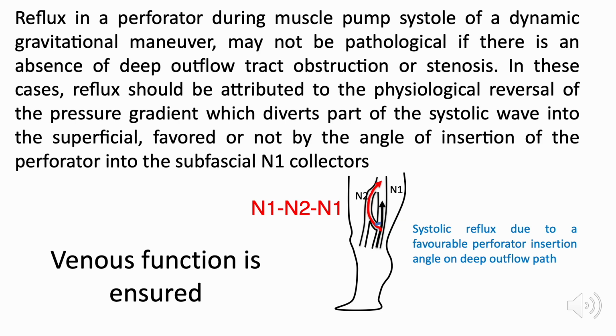A reflux upstream flow in a perforator during muscle pump systole caused by manual compression of the calf or Parana maneuver is always expression of a pathology of the perforator vein. However, it may not be pathogenic in the absence of a deep obstruction, but only related to the physiological inversion of the pressure gradient that diverts part of the deep systolic flow via the superficial network, but maintaining the normal direction to return downstream in the deep network and continue towards the right heart.